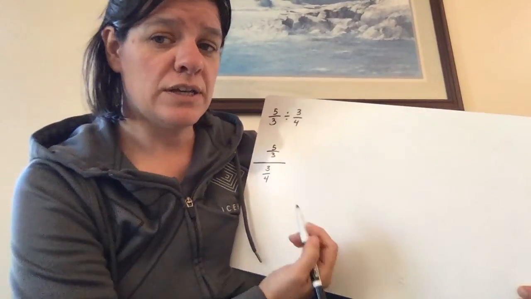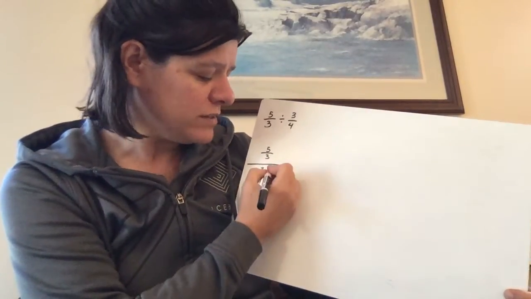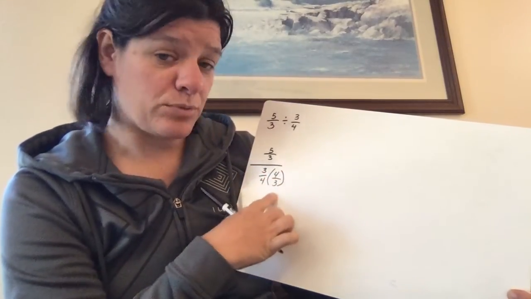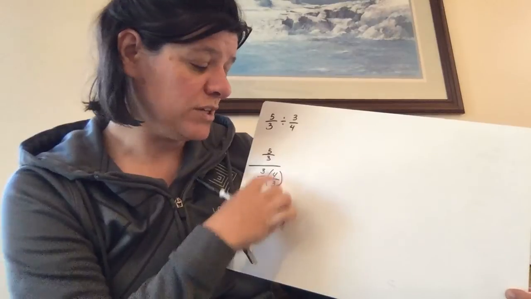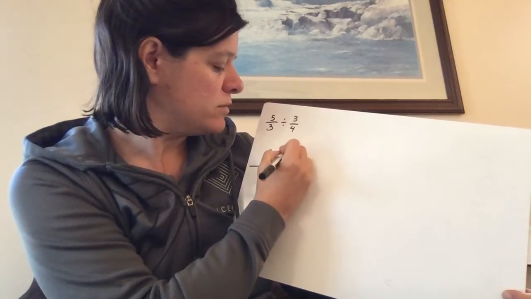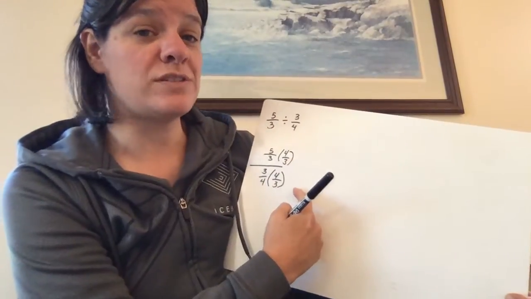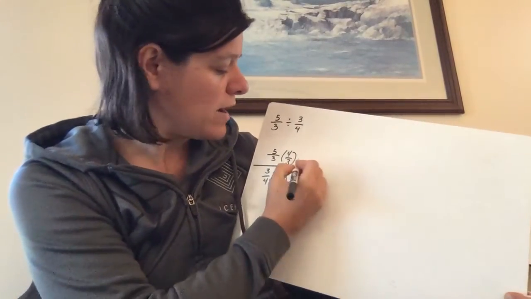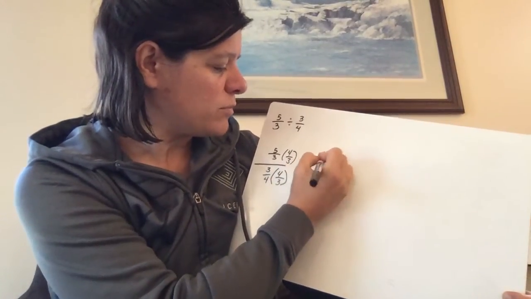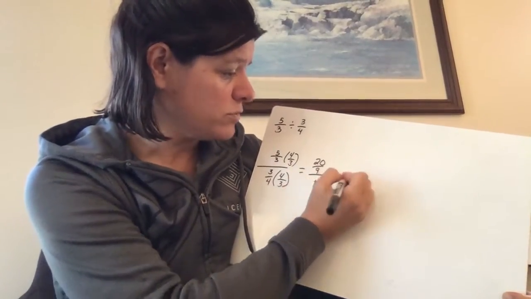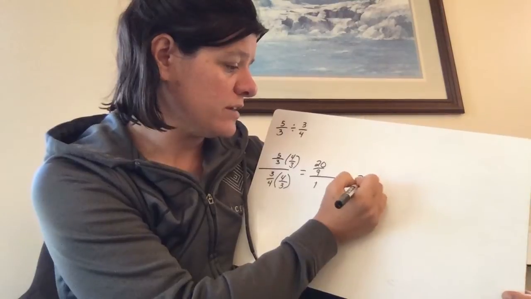And then here, I would like a 1 in the denominator. So to do that, I multiply by the reciprocal. And then whatever I do here, I also have to do up here. And really, that's because 4/3 over 4/3 is the same as 1. So I can do that, and I would come up with 20/9 over 1, which is the same as 20/9.